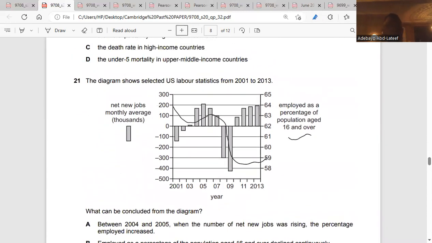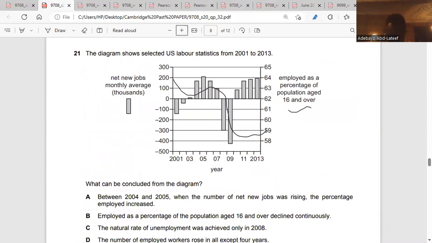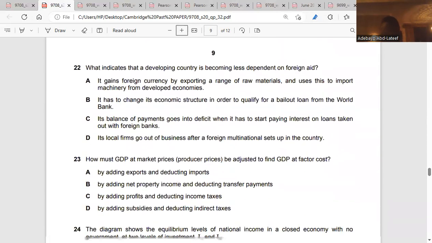21. The diagram shows selected US labor statistics from 2001 to 2013. We have the net new jobs and we have the percentage of people employed. Based on this graph, between 2004 and 2005, when the number of net new jobs was rising, the percentage employed increased. In 2004, 2005, the net new jobs increased, yes or no? At that point in time, the number of employment also increased to 64. So the answer is A. Don't dwell much on that.